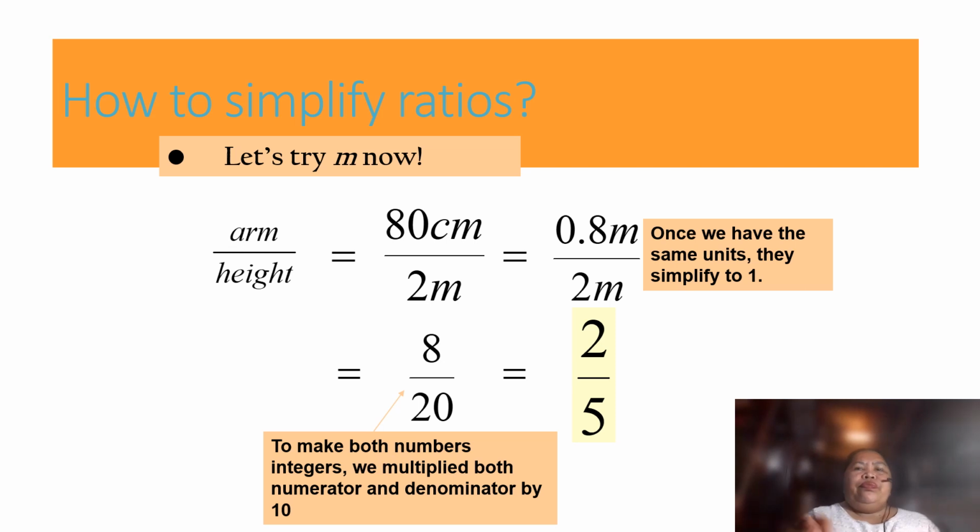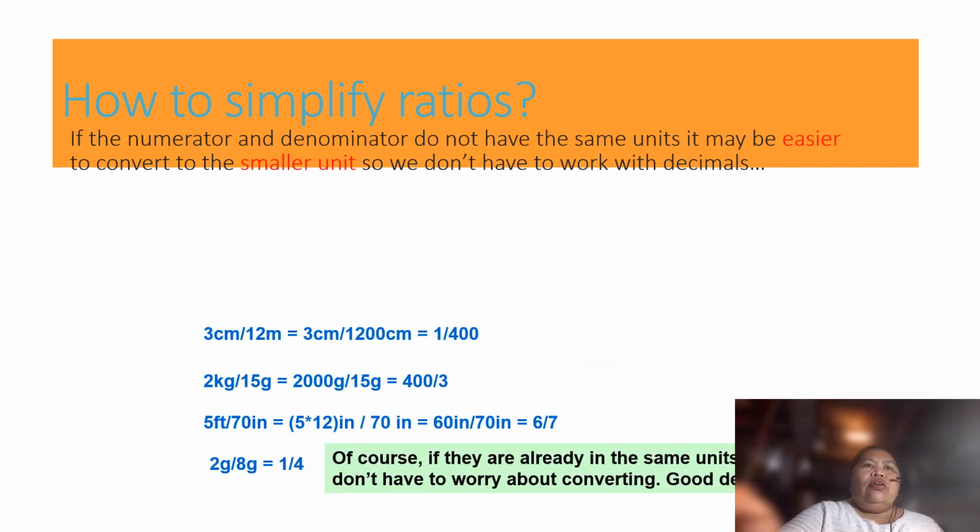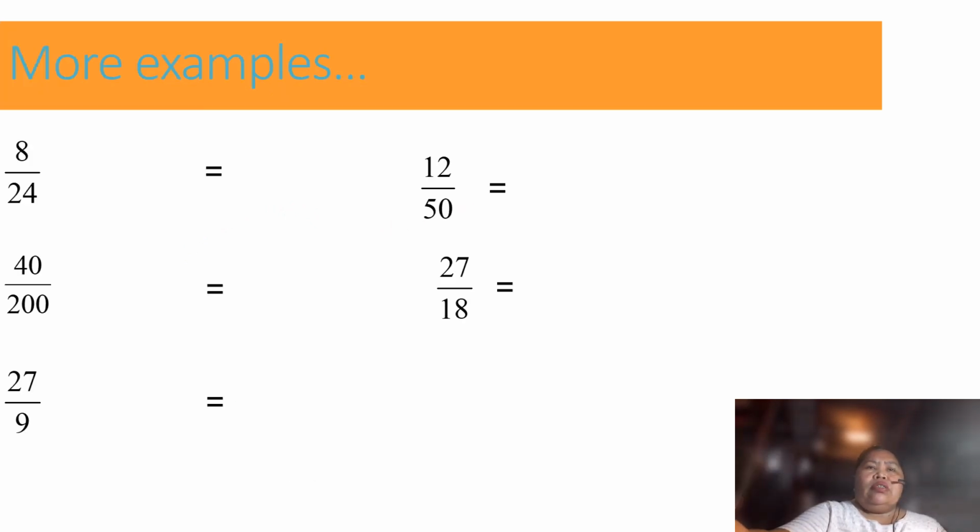Okay, so that's it. If the numerator and denominator do not have the same units, it may be easier to convert to the smaller unit, so we don't have to work with decimals. Okay, let's have more examples. We have here 8 over 24 is 1/3, and then 12 over 30 is 2/5.